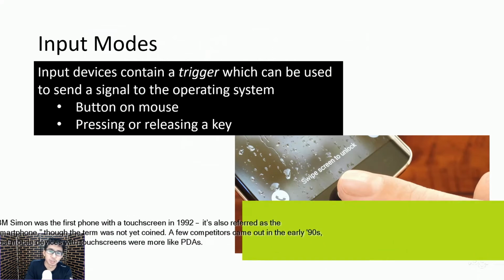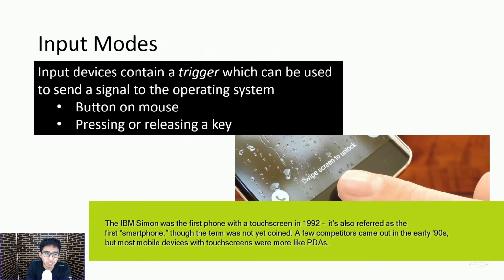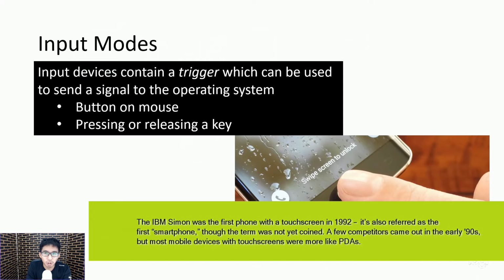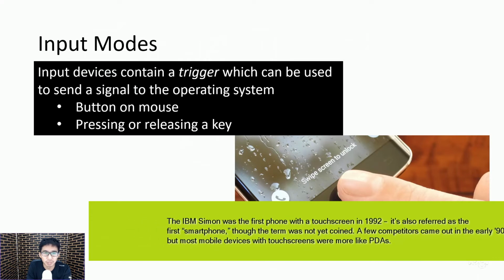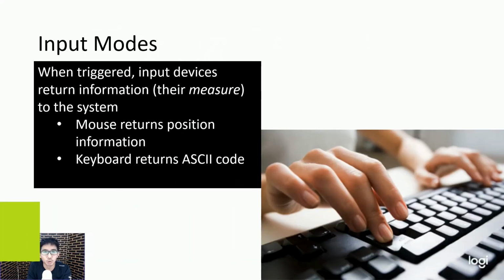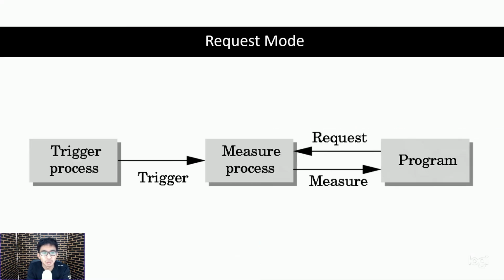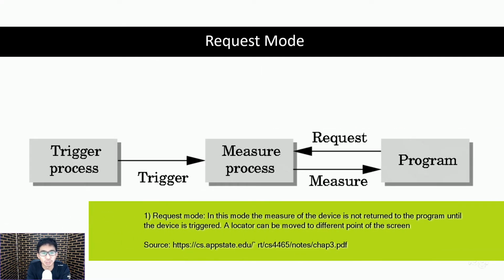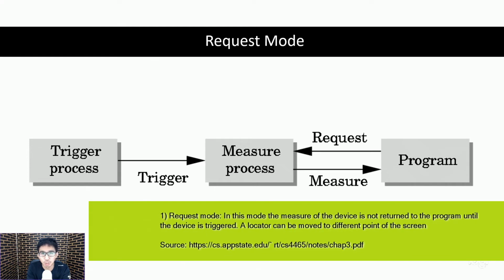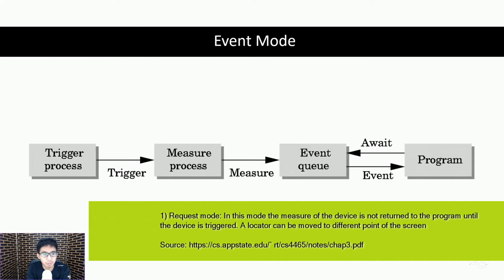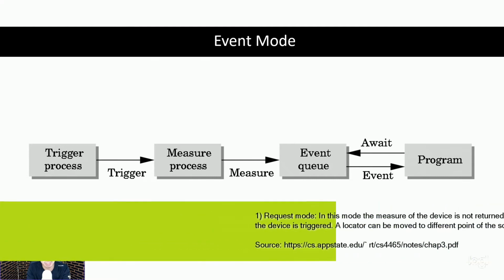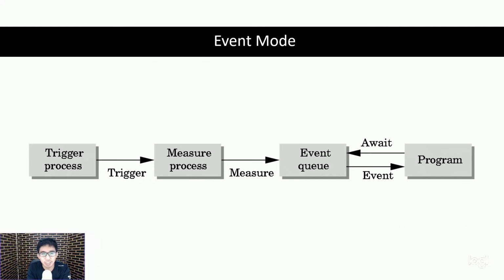Input modes can be triggered when we click the mouse or touch the touch screen on our smartphone. When triggered, the input device returns information to the system, such as the position or the code that we are going to process. In request mode, the process is trigger and then measure. In sample mode, there is a trigger, and then we queue up if there is some other event, so we need to queue up.